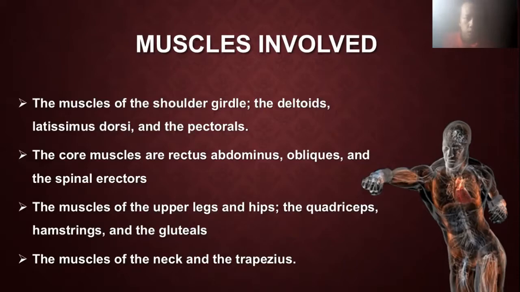The next one is the core muscles. The core muscles involved are the rectus abdominis, the obliques, and the spinal erector. The rectus abdominis, we can call it the six-pack muscle at our stomach. The next is the obliques, at the side of our abdomen. And the last one is the spinal erector, which has three parts: iliocostalis, longissimus, and spinalis.